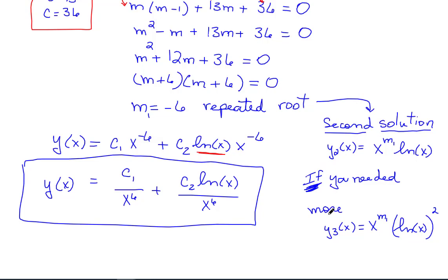If we needed more of them, so let's say I needed a y3 for some reason, let's say we had a third order, then it would be x to my first solution, and then I'd have an ln of x squared term to preserve linear independence.